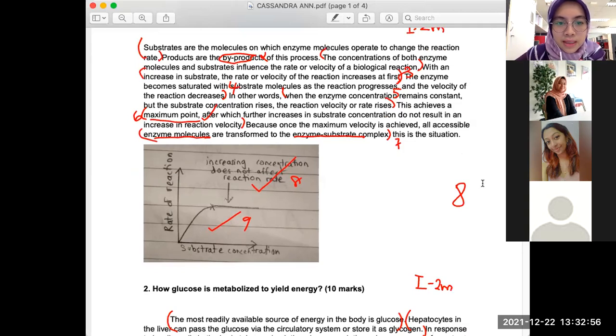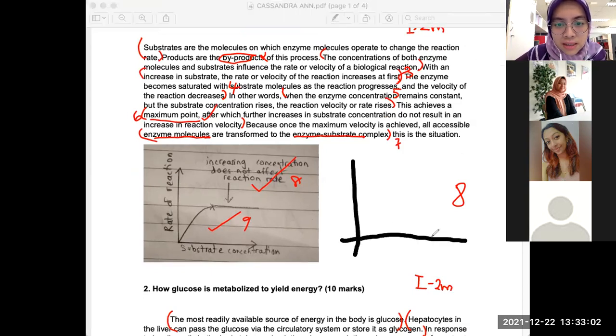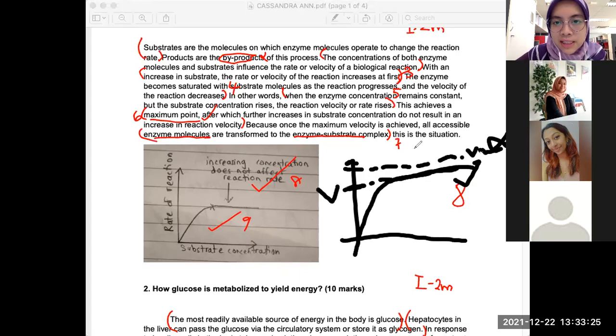Just now I received some examples. Someone drew something like this, and then labeled Vmax. So this is wrong because Vmax is not beyond the graph. It has to be matching or aligned with the maximum point of the graph. So it has to be here. Here is wrong, here is correct. That is the Vmax labeling or the maximum point labeling.